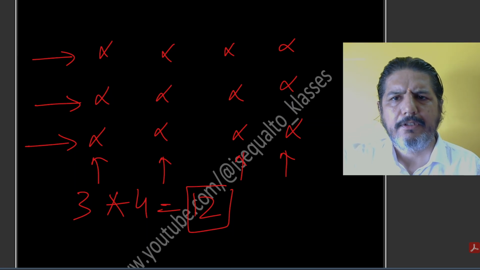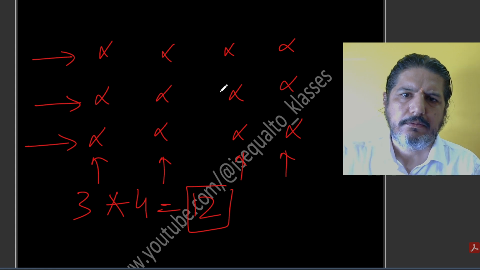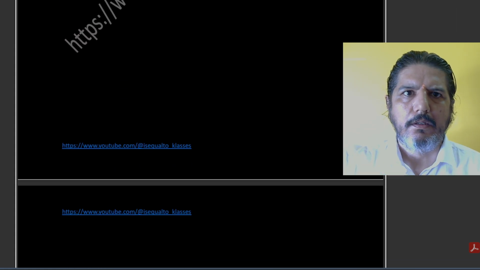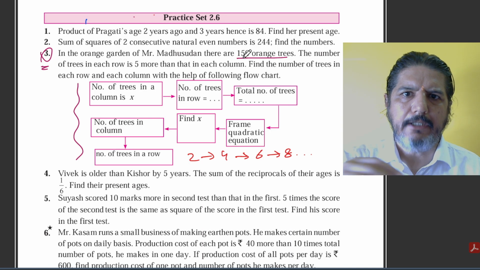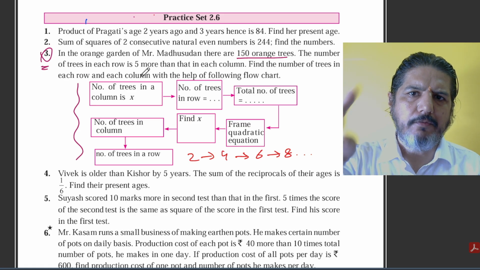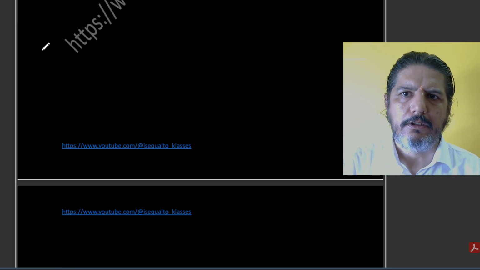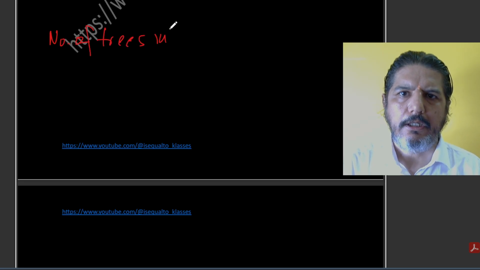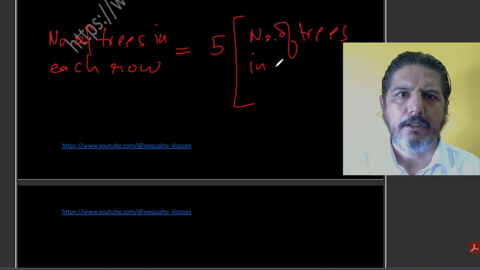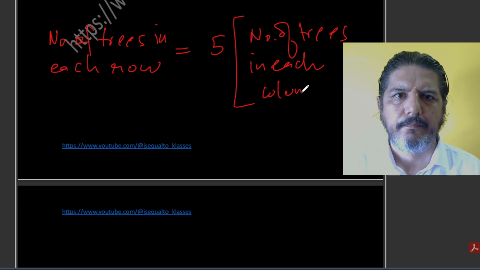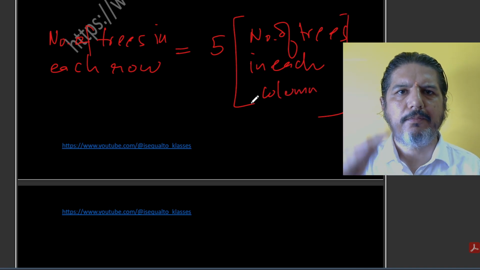So what the question is saying is that the number of trees in each row is 5 more than each column. I'll write it here: number of trees in each row is equal to 5 plus the number of trees in each column. So this is how very simply you can write it down.